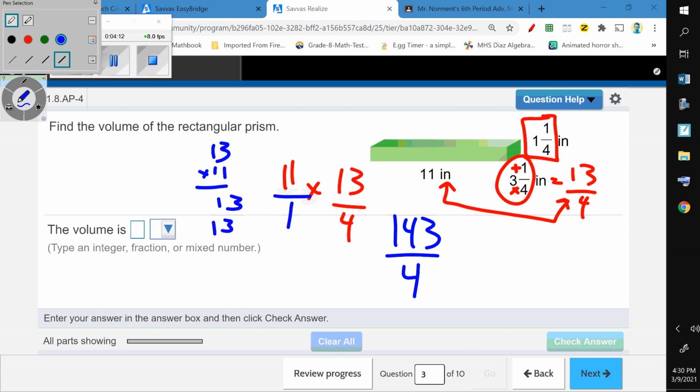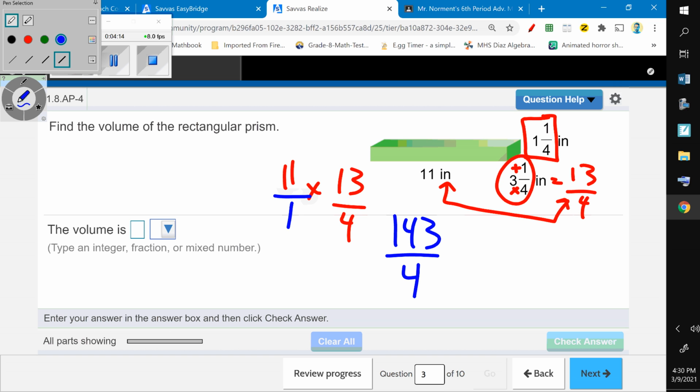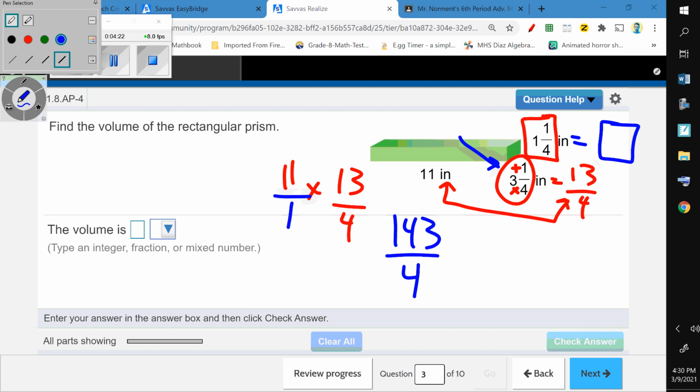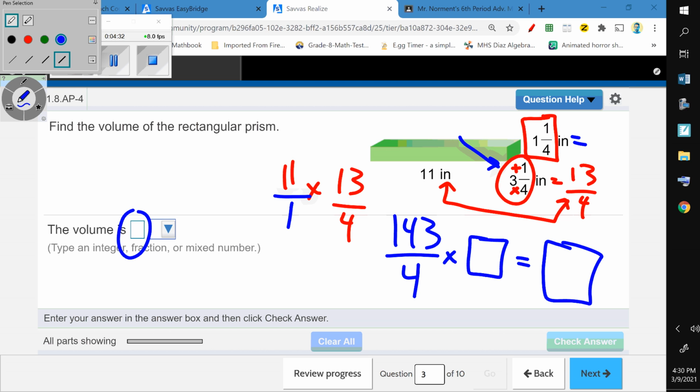Yeah, that's right. So, you're going to convert this to an improper fraction, okay? And if you forgot how to do it, look at how I did this one. Go back and listen to what I said. And then you're going to take that improper fraction, and you're going to multiply it times this fraction, and that's going to give you your answer, which you're going to put right here in inches to the third power, inches cubed, because it's volume. That's how you find the volume of that prism.